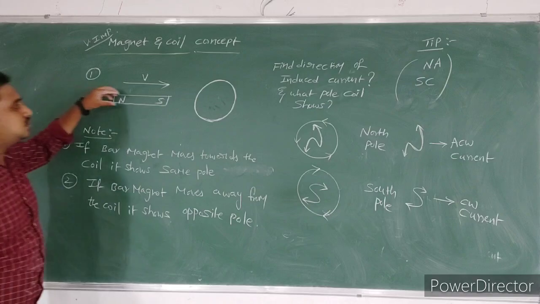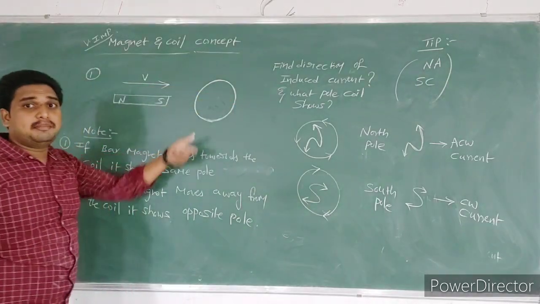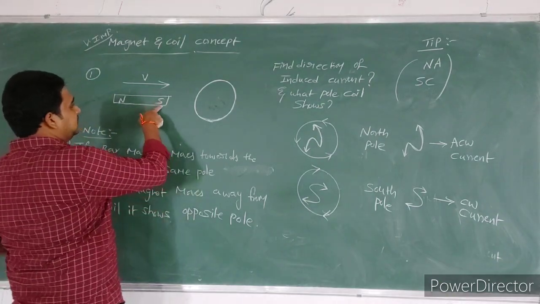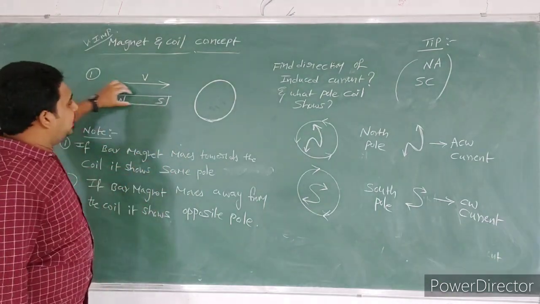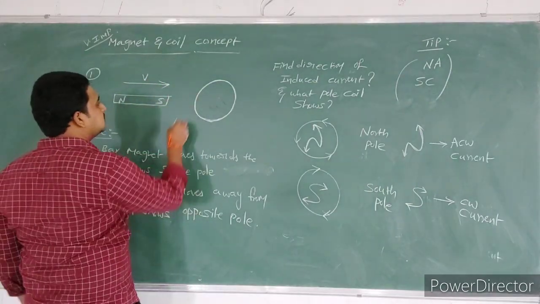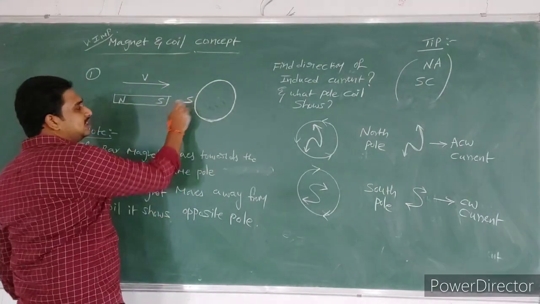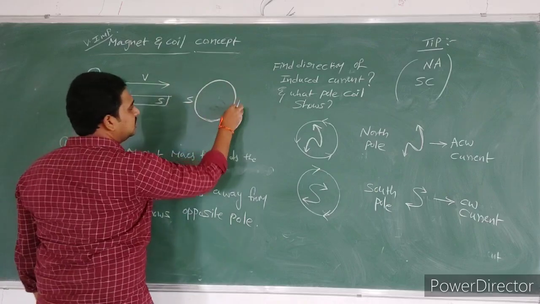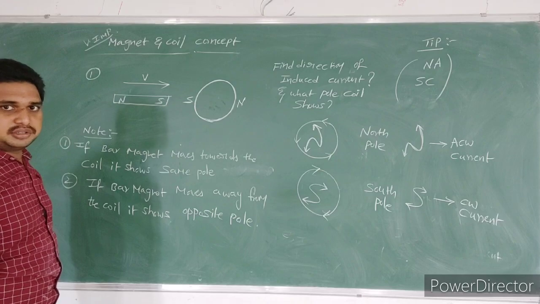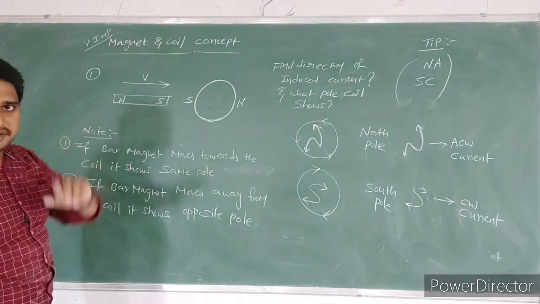If a bar magnet is brought towards the coil, then it will show the same pole. For example, what is this pole? South pole. If it is brought towards the coil, then definitely it will show south pole. This end shows south pole and this end shows north pole. Do you understand? Here observations are different.